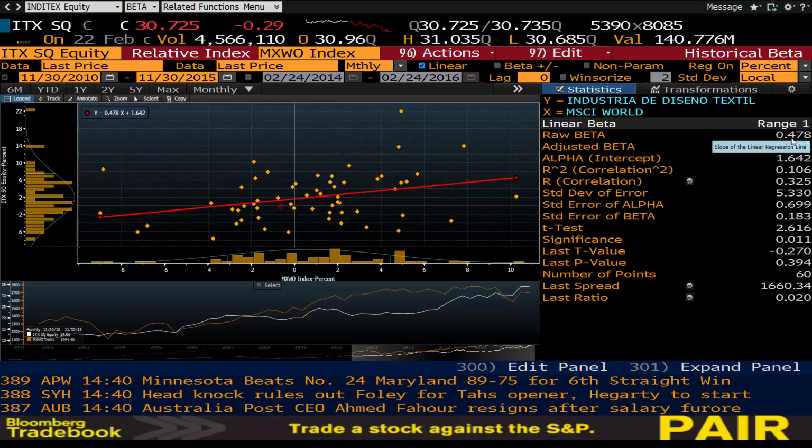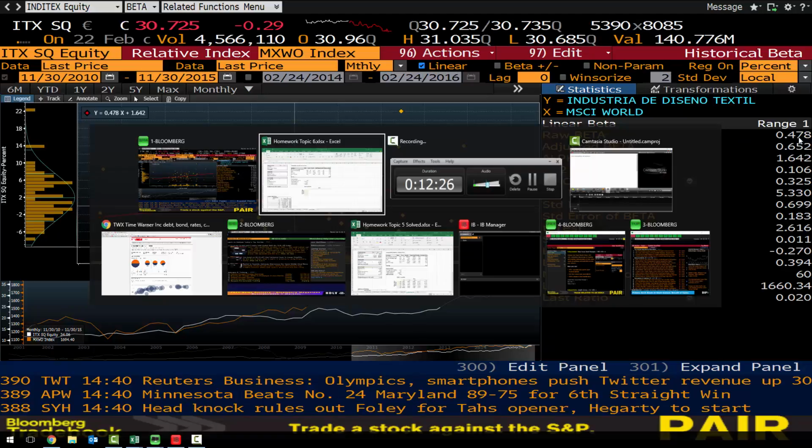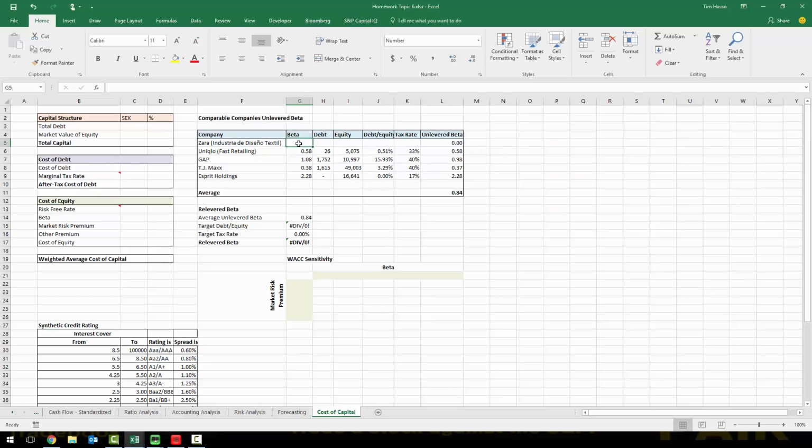So 0.478 is what we need. I'm going to be entering 0.478 into the beta field. Again, it's not a precise estimate, and the idea is that even though individual estimates will not be precise, if we have a number of estimates from various companies, the standard error will be decreased by averaging out the error term. Now we have the beta. Now we need the debt and the equity fields as well.